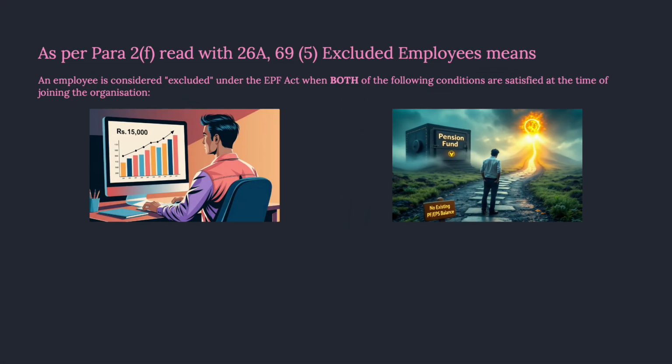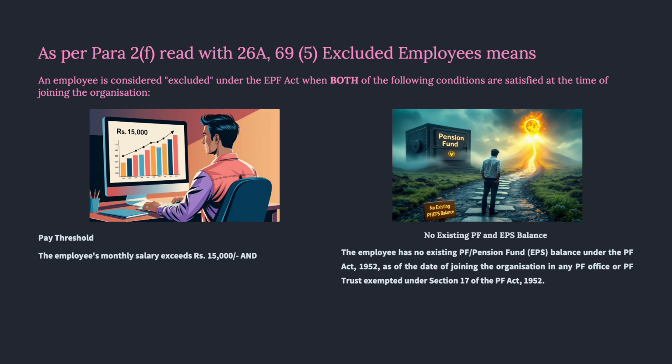As per Para 2(f), read with 26A, 69, 5, an excluded employee means an employee who is considered excluded under the EPF Act when both of the following conditions are satisfied at the time of joining the organization. Pay threshold: the employee's monthly salary exceeds rupees 15,000. And no existing PF and EPS balance.